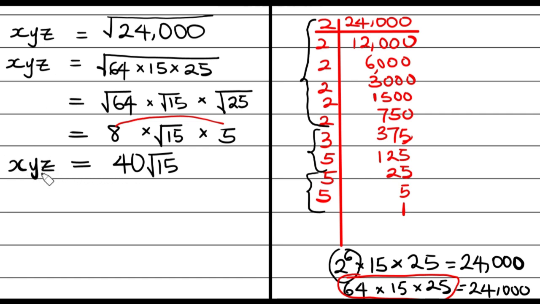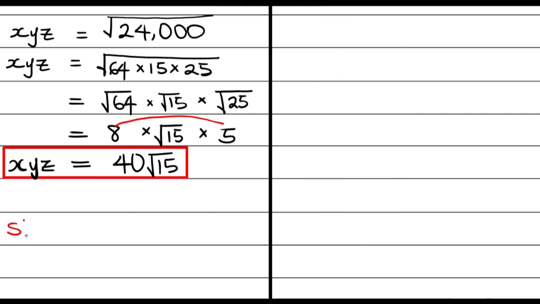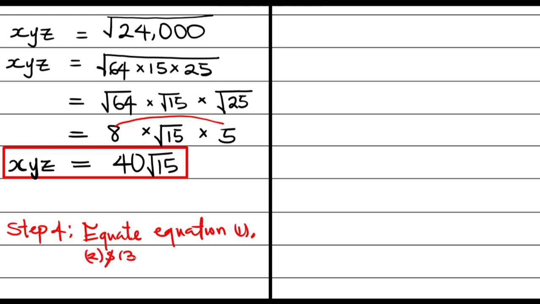Actually, that is not the final answer. This is just the combination of xyz. I'm still going to need to know what actually is the value of x, what is the value of y, and what is the value of z. This is what I'm going to call step number 4 now. And what am I going to do? I'm going to equate equations 1, 2, and 3. xyz is 40 root 15.